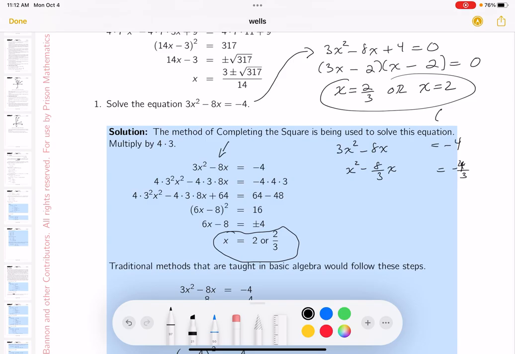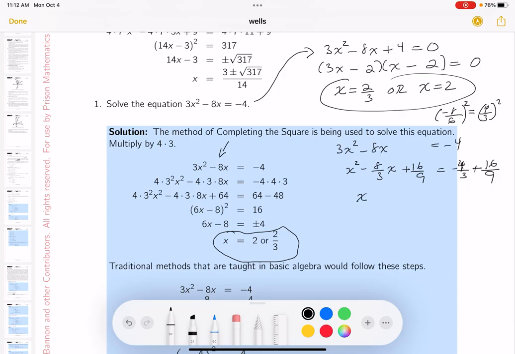Let me write this down. Well, half of that would be 4 thirds, right? Square it. I've got to simplify that. What do you get over there? 4 thirds squared. Yeah, when you square a negative, you have a positive number. 16 ninths. And again, for me, it's a lot of work. Perfect square. What do you get?